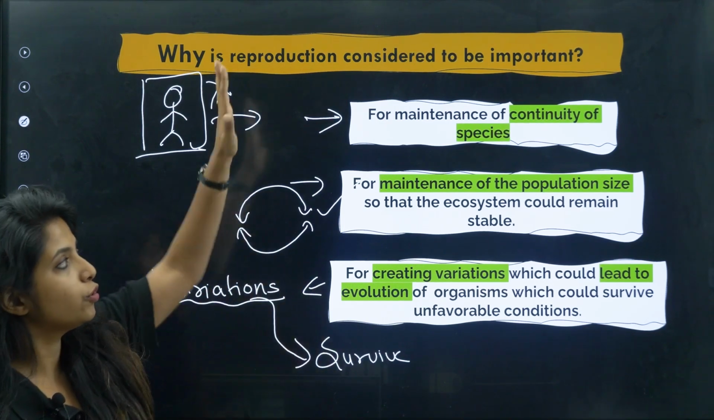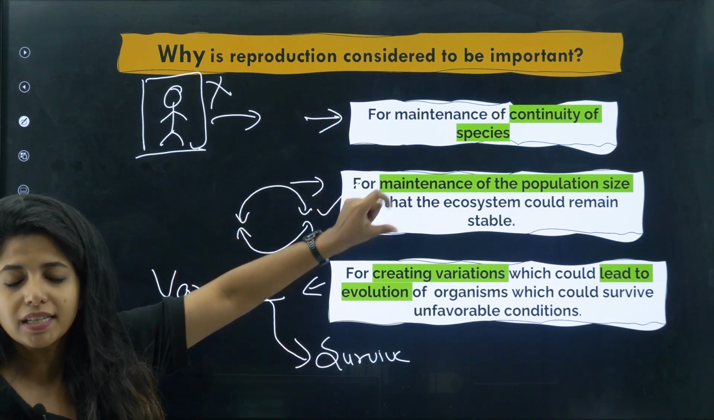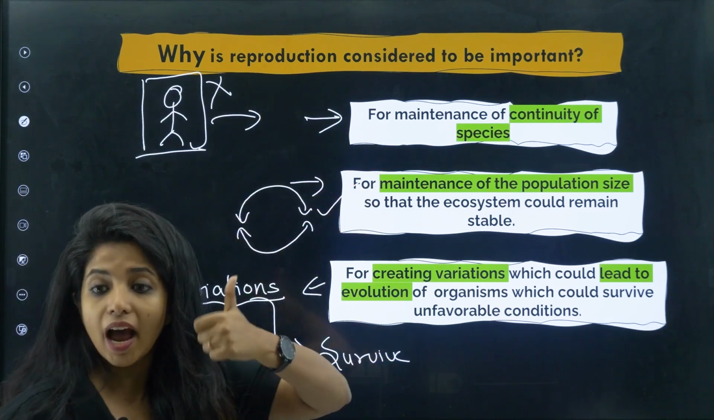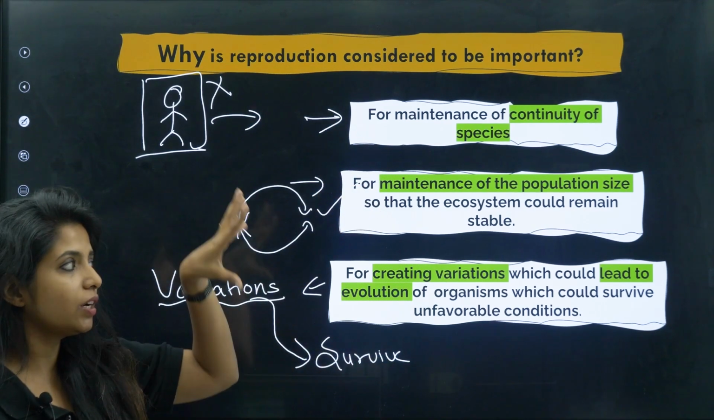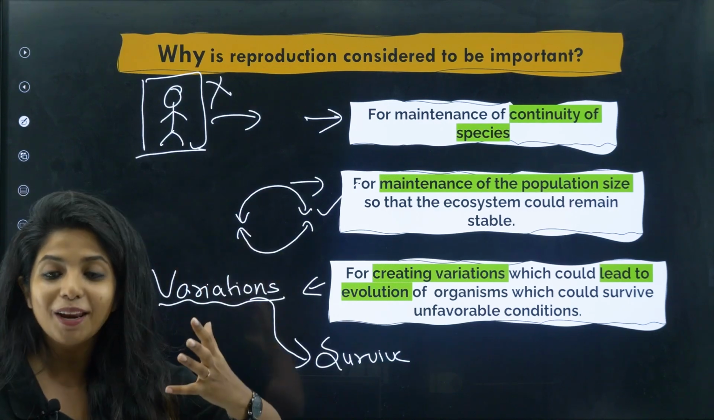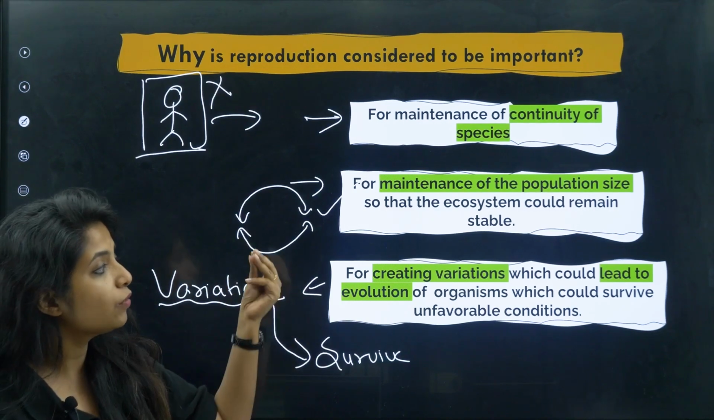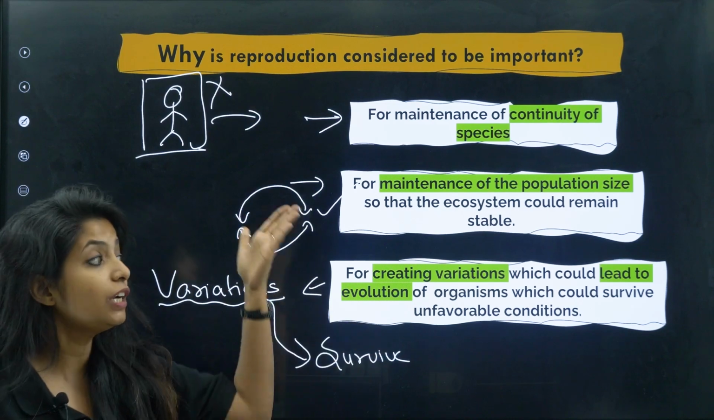But as of now, I want you to remember at least those points. That is, it helps in continuity of species and for maintenance of population size, so that the ecosystem could remain stable. The third one is what? For creating variations that would lead to evolution.